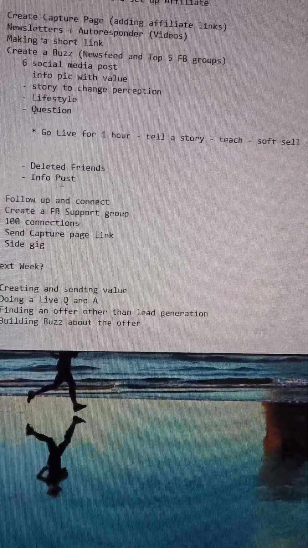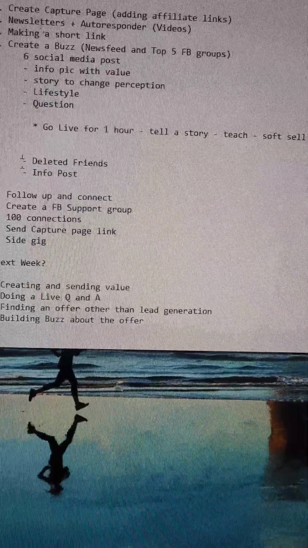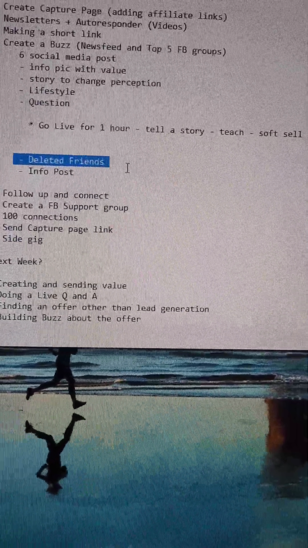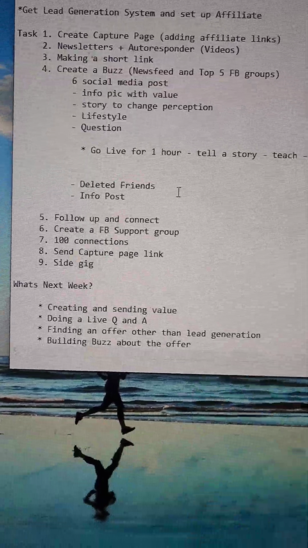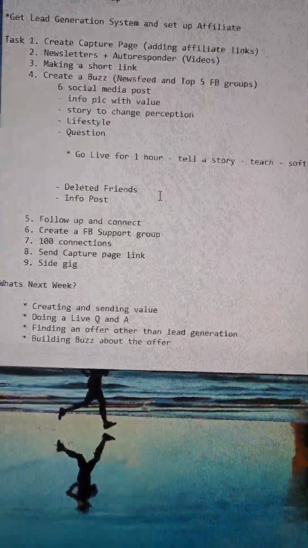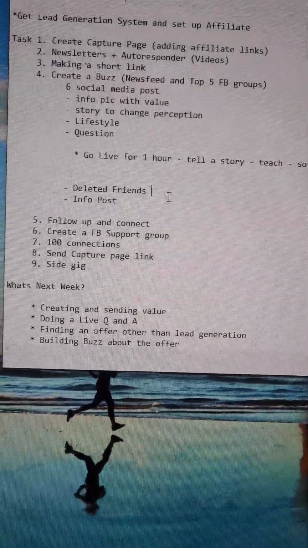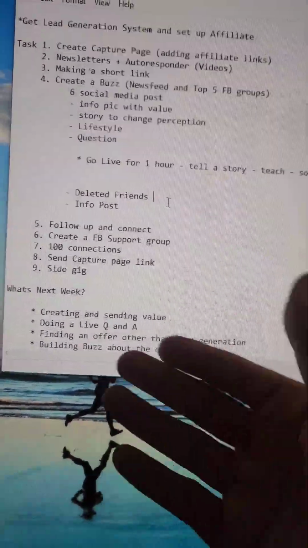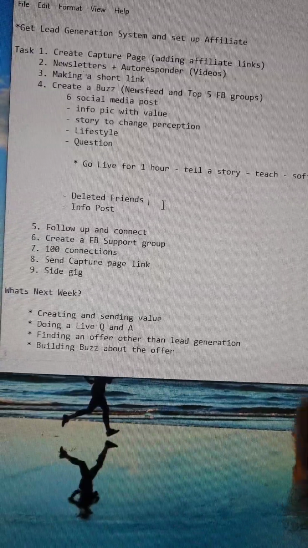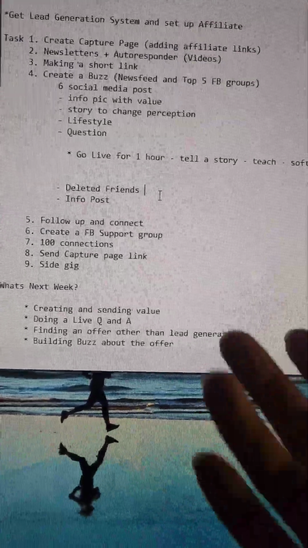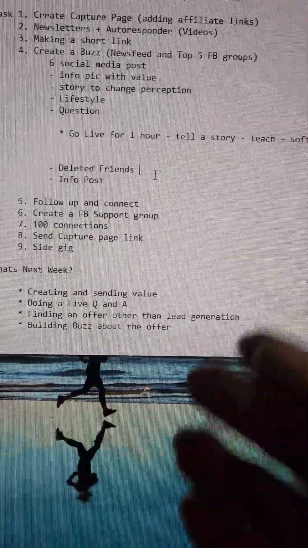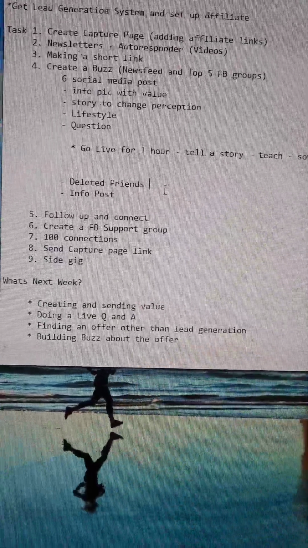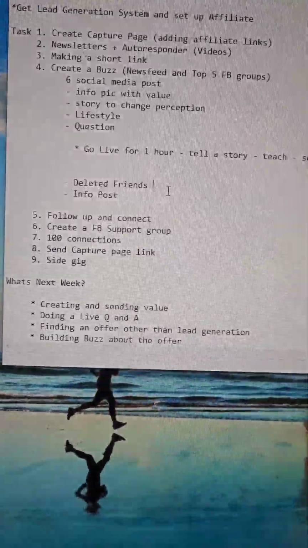The last 2 posts, 5 and 6, will be a deleted friends post where you'll just clean up your friends list on Facebook, and then you're going to tell everybody that you did that and say, hey, if you're still active, say hi. Then these people will say hi, and you can interact with them, rebuild those connections, tell them what you're up to, ask them if you can send them your capture page, ask them if you can send them your link, ask them if you can invite them to a live, because these people are active.